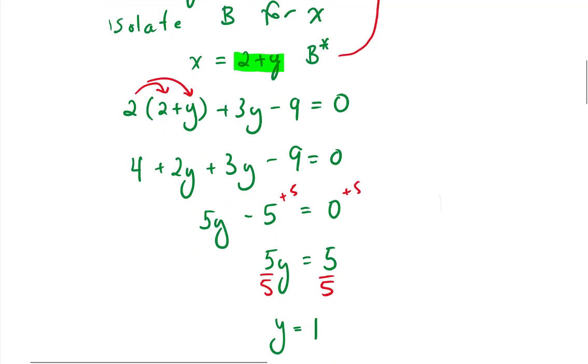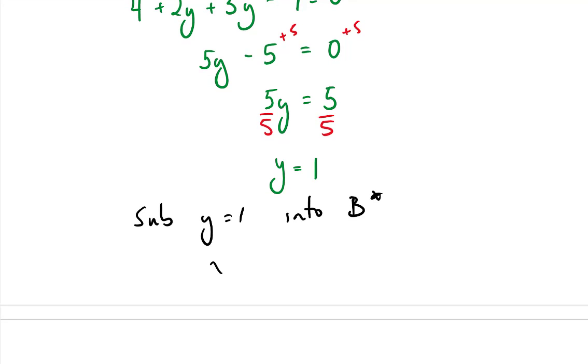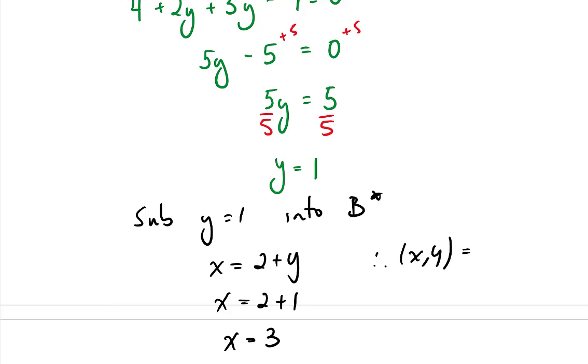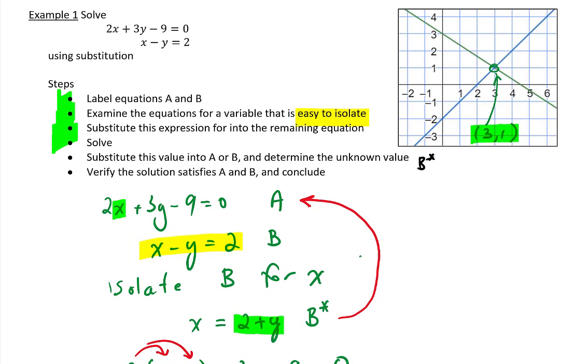B star was x equals 2 plus y. So I'm going to sub y equals 1 into B star. So we have x equals 2 plus y. That's our B star. We know that y is equal to 1, so x equals 2 plus 1. Therefore, x equals 3. And we've now shown that our point of intersection is x equals 3, y equals 1. The same thing we see up here in our graph. x equals 3, y equals 1.